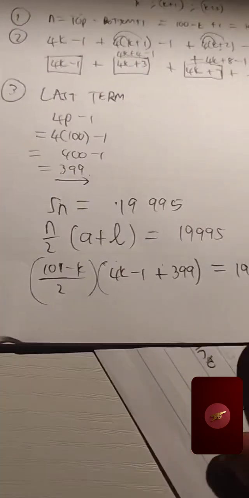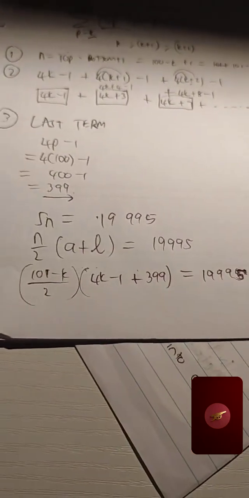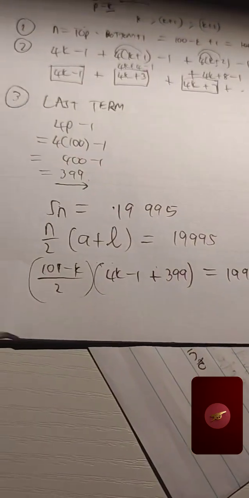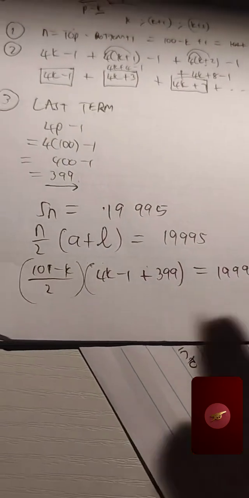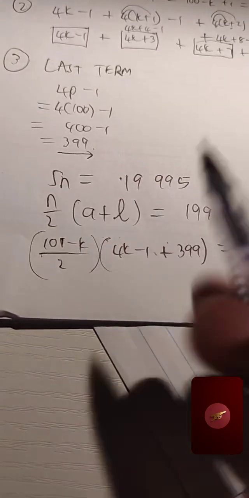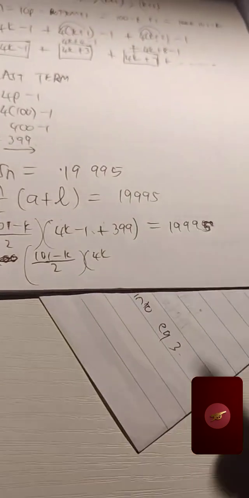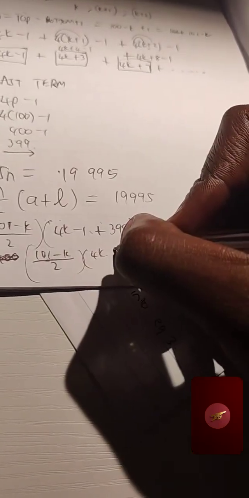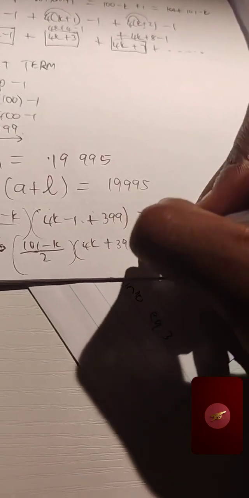Then it's algebra all the way. Yeah, because this is like me being back in grade 10, 12, where you are solving equations and stuff. You have brackets, so you want to make sure the brackets are tightened up and the like terms are sorted. So for now we keep 101 minus k over 2, and let's sort out the inside. We have 4k minus 1 plus 399 gives you 398, which is equal to 19,995.